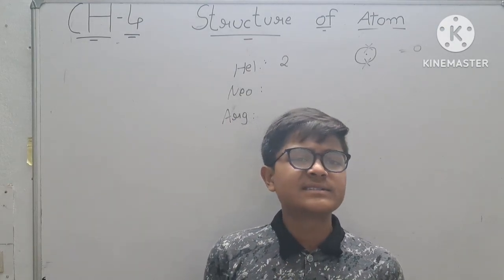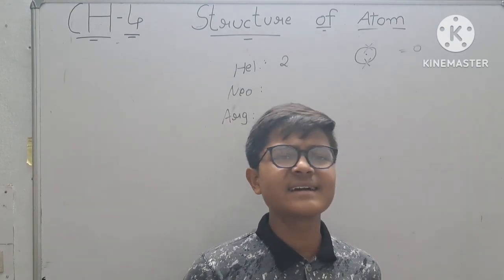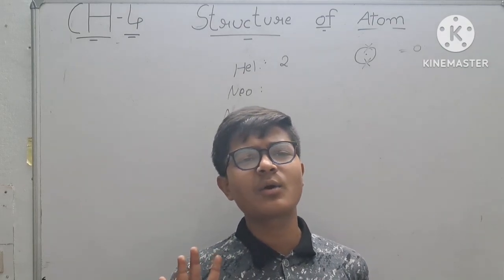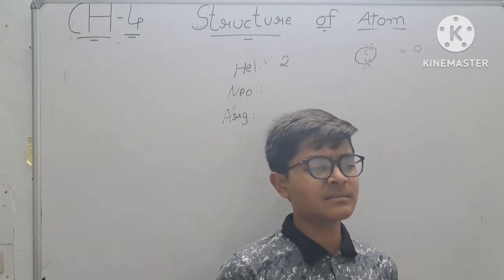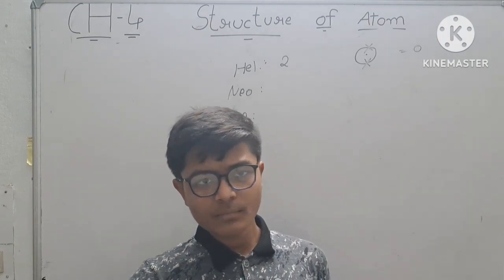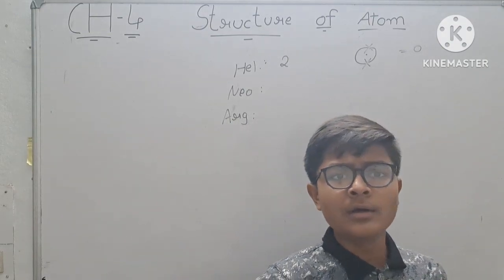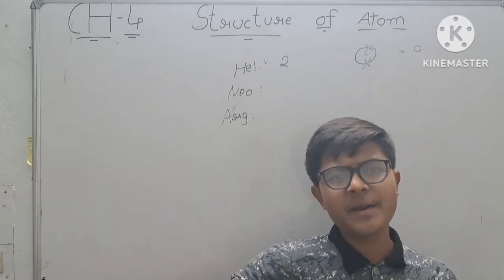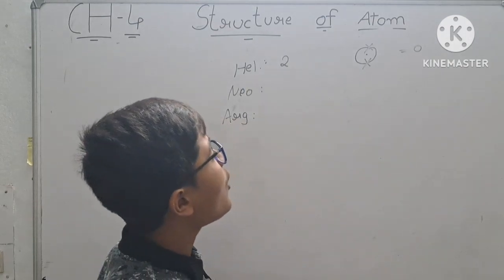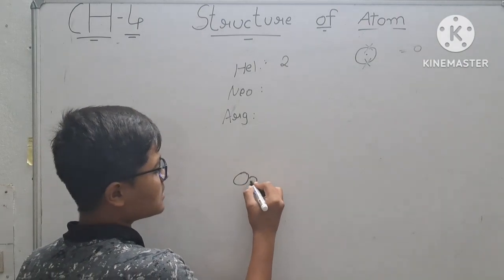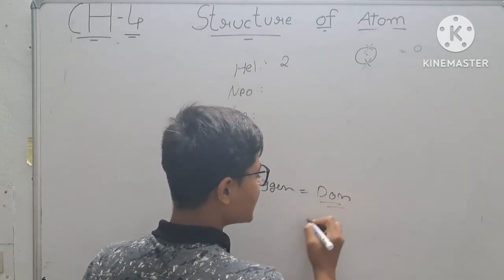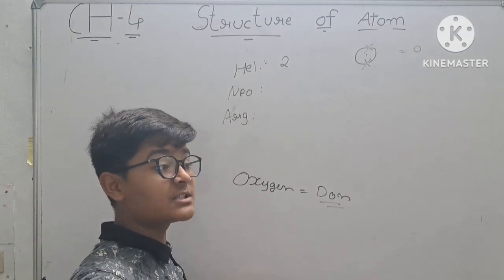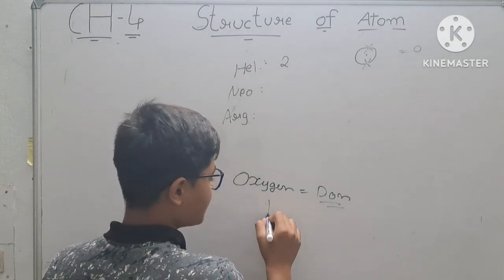You can see some students sit in the class only in the corner. They do not interfere in any type of matter. And some students are like Don, they always interfere in every matter. That's like here, oxygen is Don. You can remember oxygen as a Don because oxygen reacts with a lot of elements.